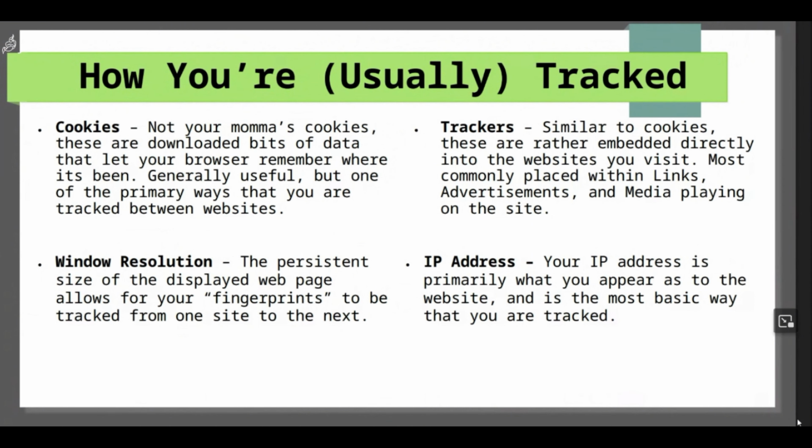Window resolution. This is a little less well known, but it's the persistent size of the window of the displayed web page. Say, if your web page is maxed out between pages, that creates what's called a fingerprint, and that can be used to track you through other means. Like, if you are blocking cookies and trackers and using a VPN, this can still be used to track you. But again, this is relatively fringe, but depending on what you're doing, it may be useful. Go ahead, hit next.